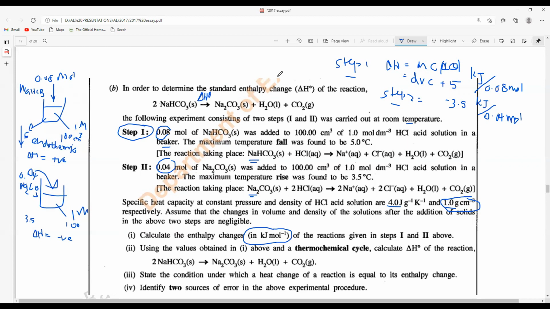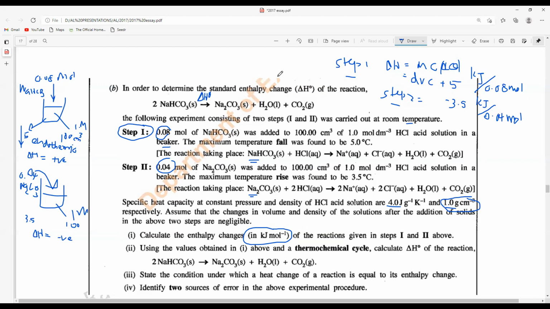So for step 1, the reaction is NaHCO3 solid reacting with HCl. That is going to give Na+, Cl-, H2O and CO2. This is step 1. And in step 2, it was sodium carbonate and 2HCl, which is going to give Na+, Cl-, H2O, and CO2.